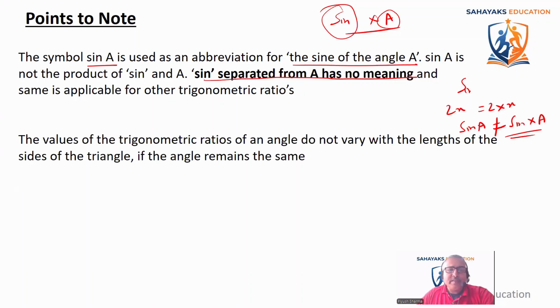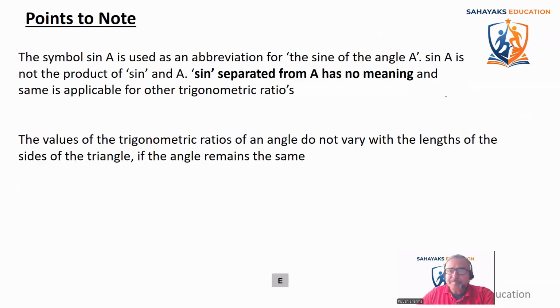Coming to the next one. The value of a trigonometric ratio of an angle does not vary with the lengths of the sides of the triangle if the angle remains the same. Let me clarify this part. Say there is a triangle, and in this triangle, this angle is 30 degrees. So I'll say theta is equal to 30 degrees. And this is the perpendicular, this is the hypotenuse, and this is the base.